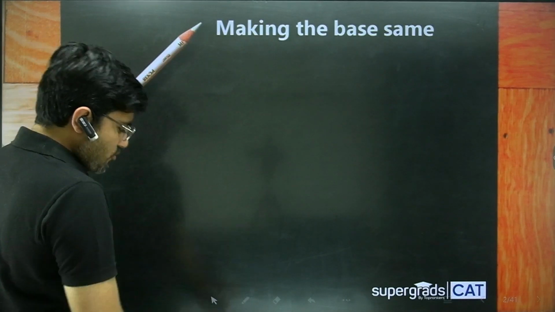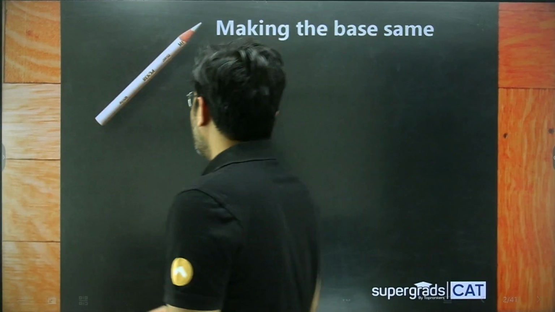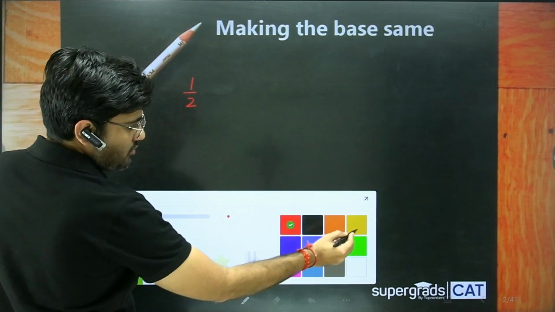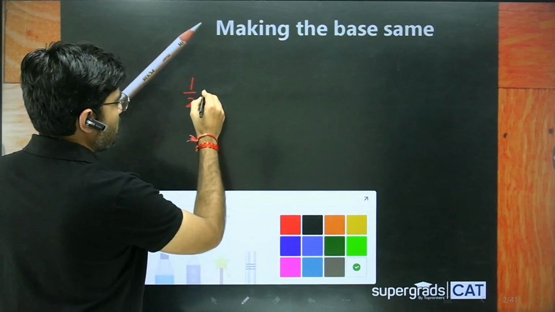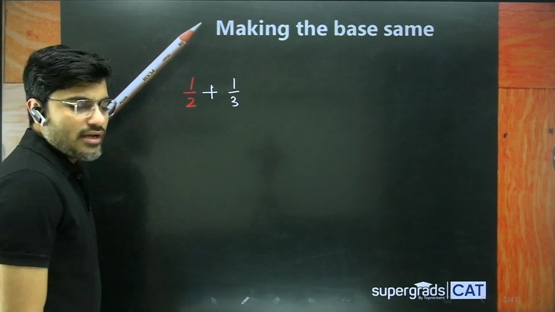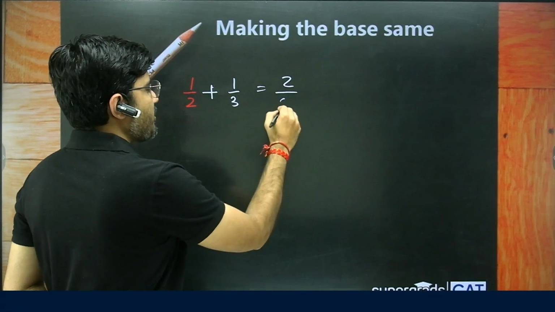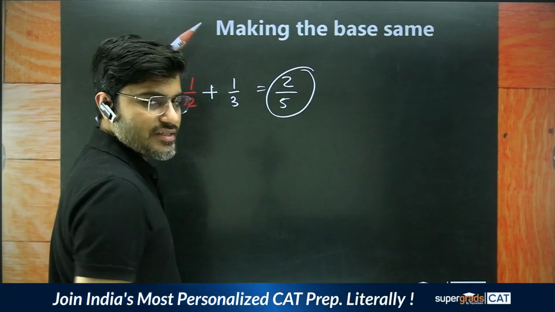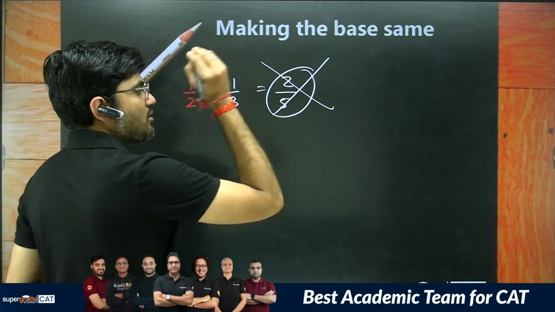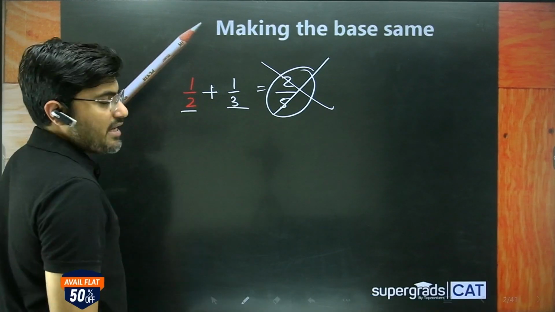Suppose if I give you fractions like 1 by 2 plus 1 by 3, and I have to add this. So what we are going to do, 1 plus 1 is 2 and 2 plus 3 is 5. Is this right? Do you think it is the right way to do? No, this is not the right way to add fractions. What we need to do, we have to make the denominators same. The base should be same.